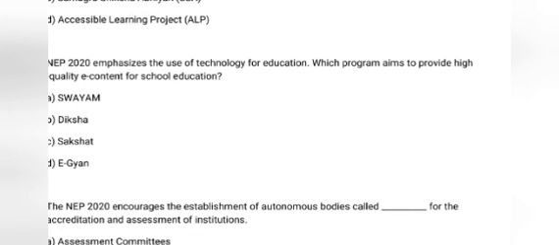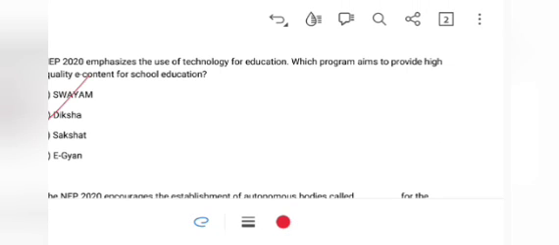The next question, NEP 2020 emphasizes the use of technology for education. Which program aims to provide high quality e-content for school education? Swayam, Diksha, Sakshat, E-Gyan. It will be Diksha, D-I-K-S-H-A, Diksha.